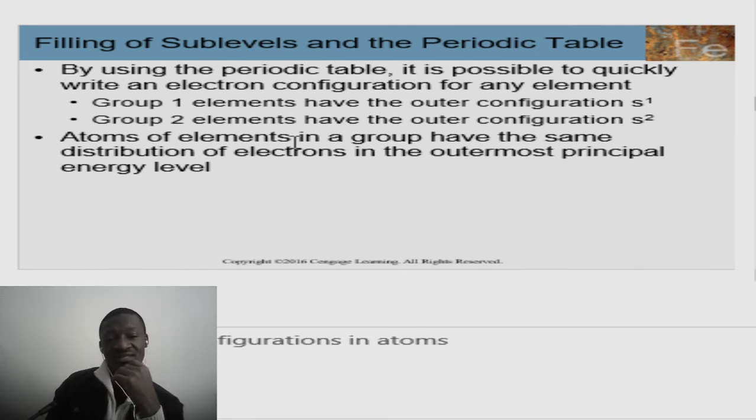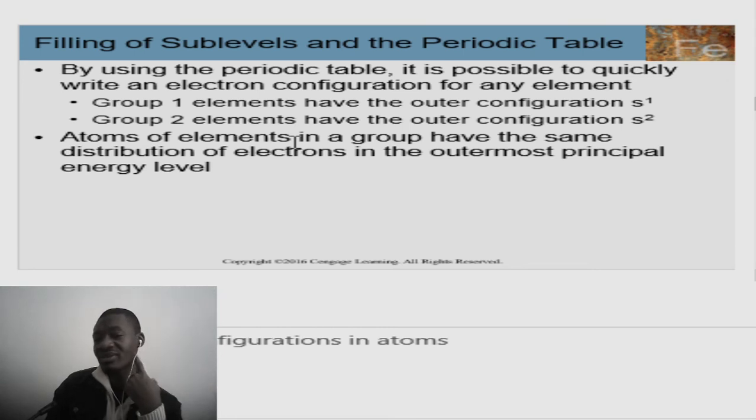Filling the sublevel and the periodic table. By using the periodic table, it's possible to quickly write down the electronic configuration of elements, so you can tell very easily, and you can see patterns. Take for example group 1. All of the group 1s will end with s1. Think of sodium, s1. Think of potassium, s1. It just keeps going on like that. And then group 2 is s2.